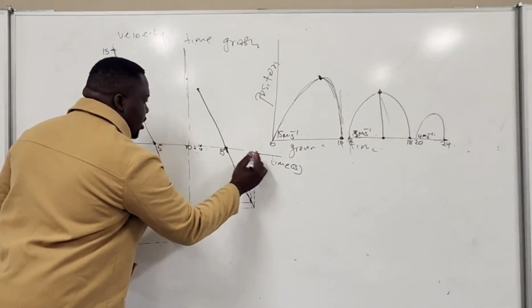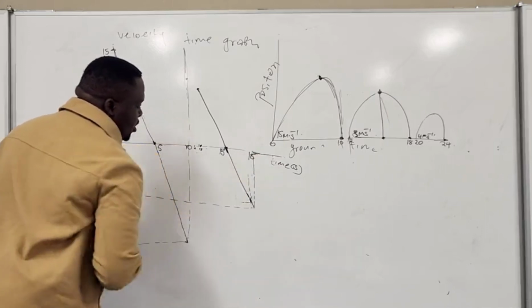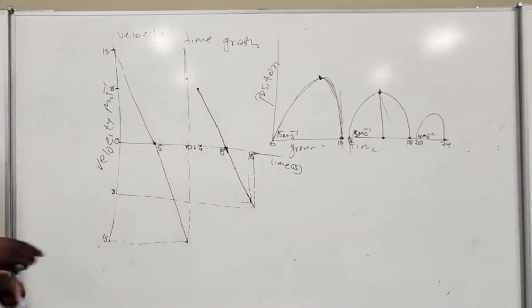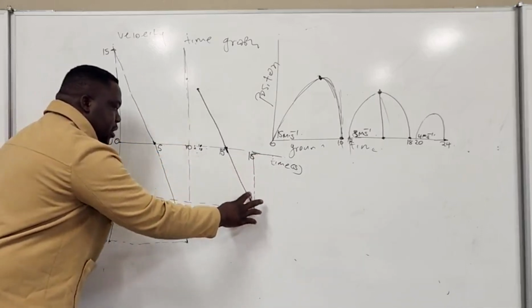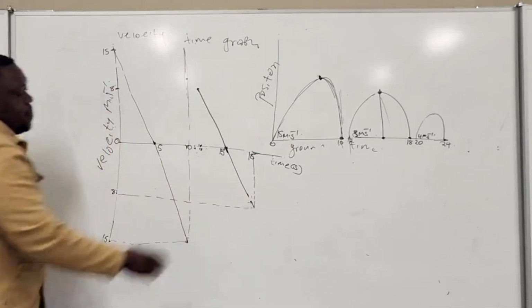I'm trying to adjust and make sure that you write the correct thing. Understand, right? Okay, your graph must be clean. Your graph must be clean.